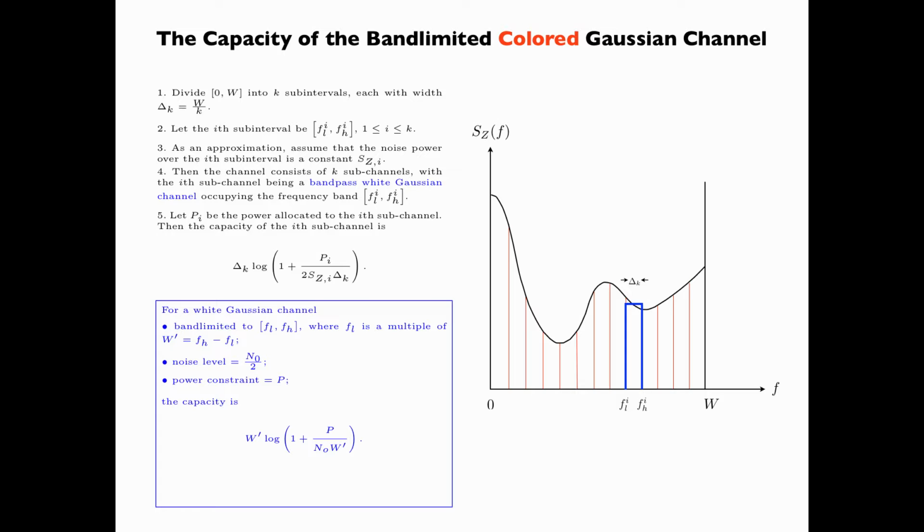For the ith subchannel, W' is equal to Δk, P is equal to Pi, and N0/2 is equal to S_Z,i, or N0 is equal to 2 S_Z,i. With these, we can obtain the expression in step 5.